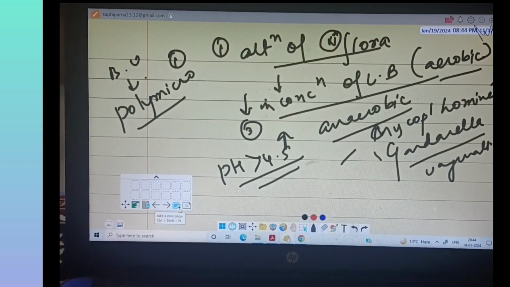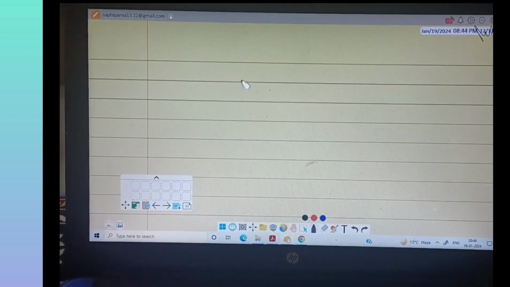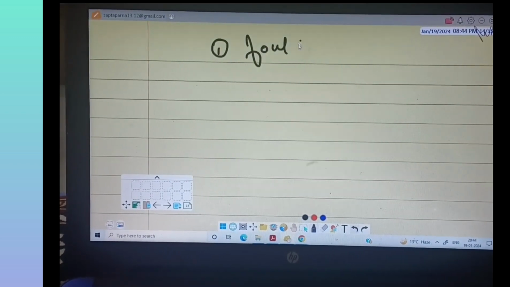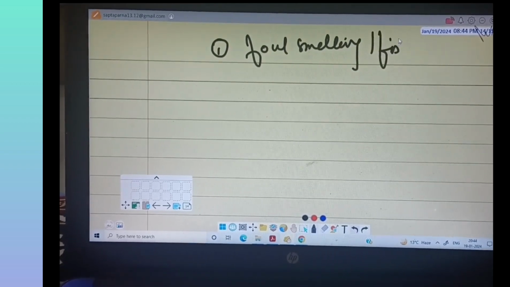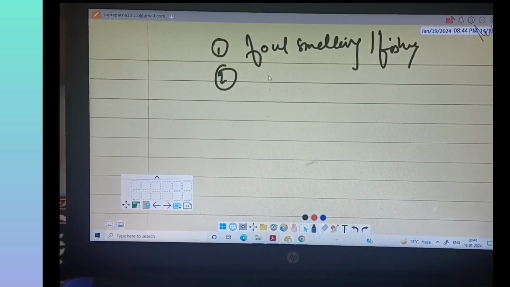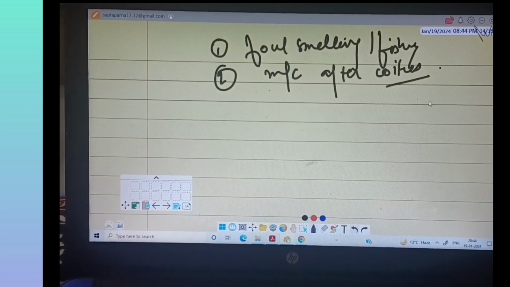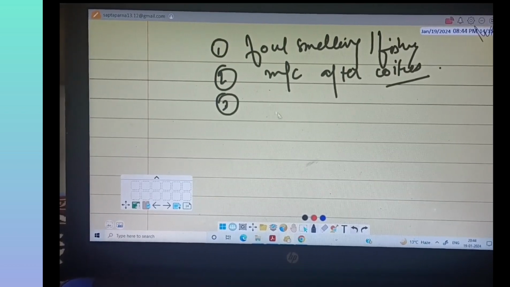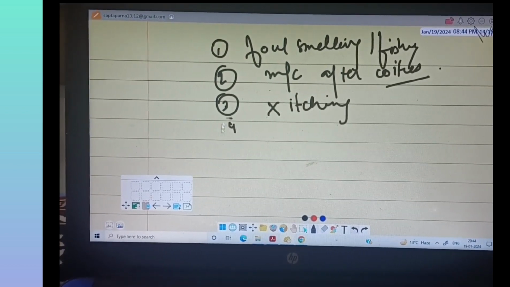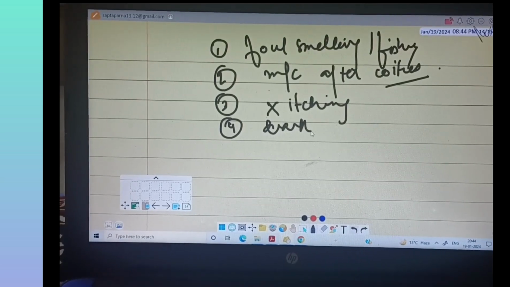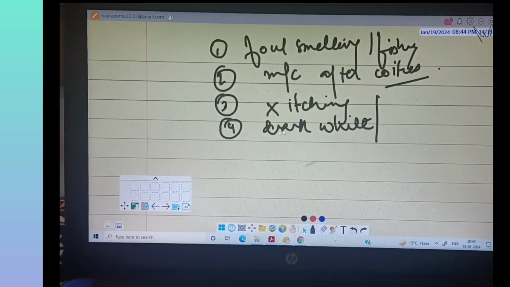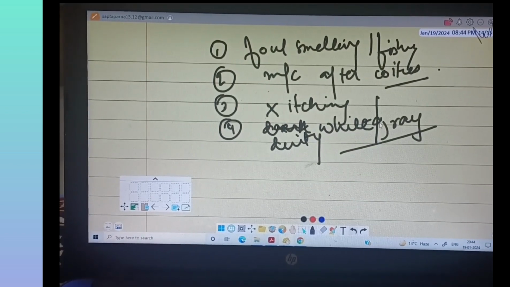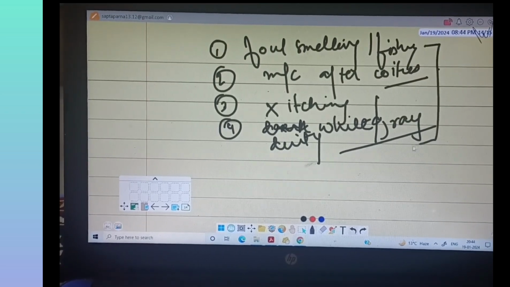Next, what are the main symptoms? What complaint will the patient come with? The patient can come with a complaint of foul smelling or fishy smelling discharge. No itching, and this is more common after coitus. So the patient can say that after sexual intercourse they are having foul smelling discharge. Number 3, since there is no inflammation, there will be no itching. How will the discharge look? The discharge will look dirty white or grayish. So these are the main 4 things we have to remember.